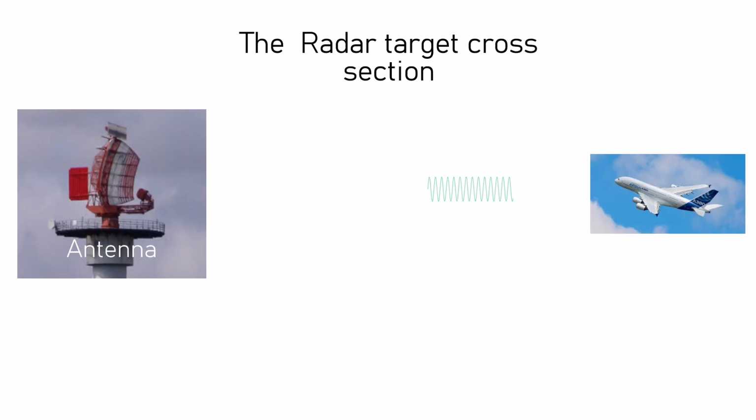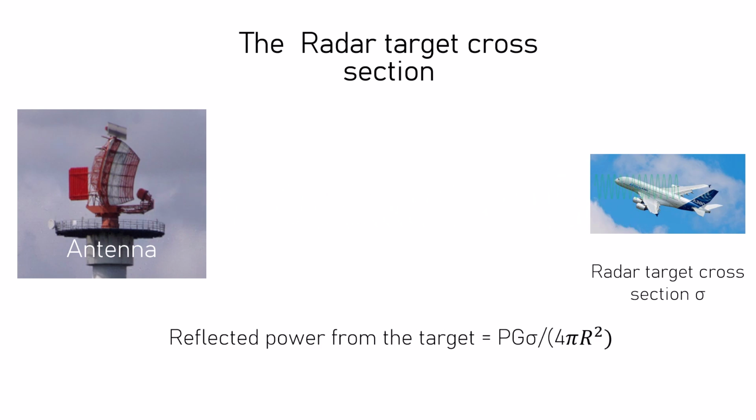When the transmitted pulse reaches the target, the amount of power reflected back to the antenna will depend upon what is called the radar target cross-section, sigma. This has the units of area, for example, meters squared. So the radar cross-section is the total power reflected back by the target in a particular direction divided by the incident power density. The reflected power received at the antenna is then P G sigma divided by 4 pi r squared.